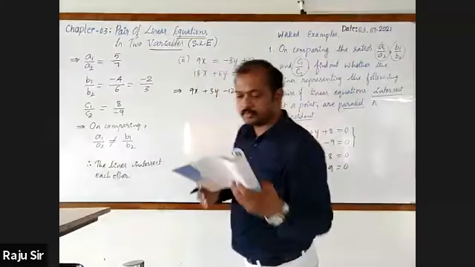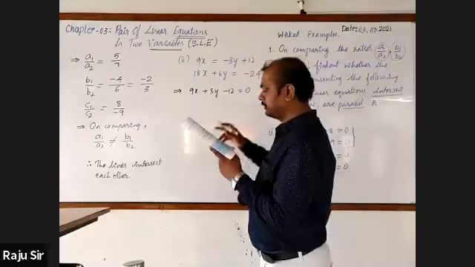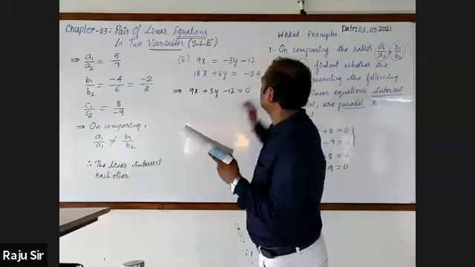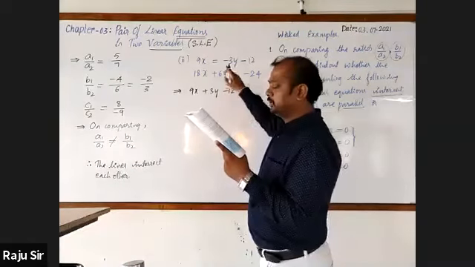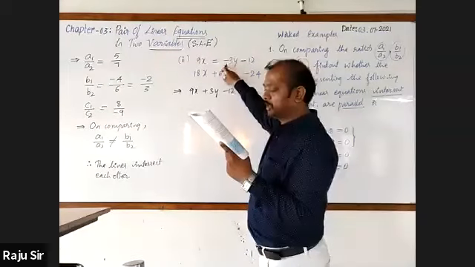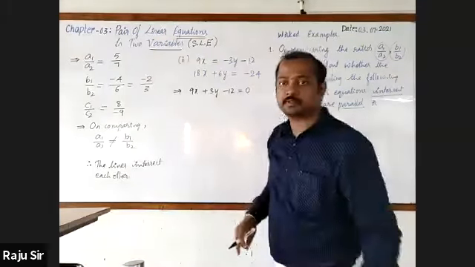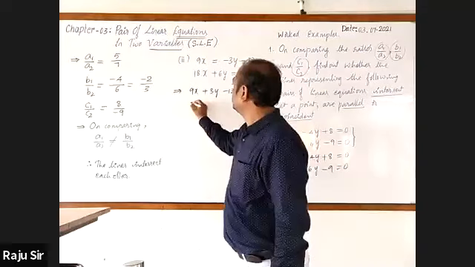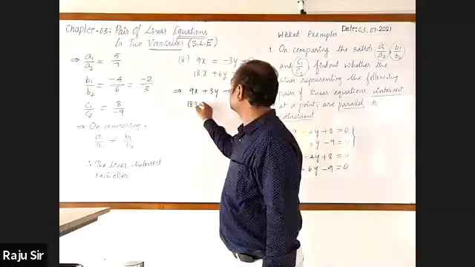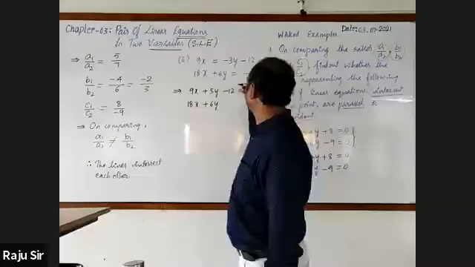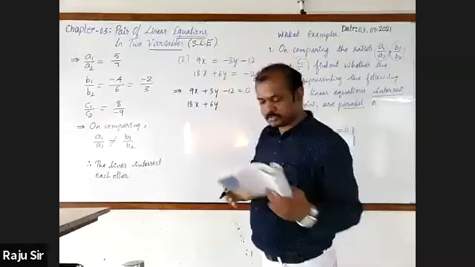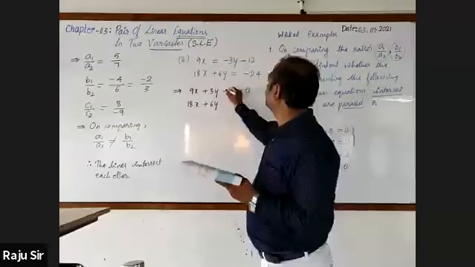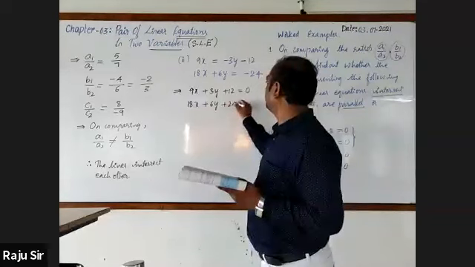Sir, C1 by C2 will be minus 1 by 2, sir. Sir, it will intersect, sir. Wait. The equation is 9x is equal to minus 3y plus 1. Now it is correct. Next, it is 18x plus 6y is equal to minus 24.